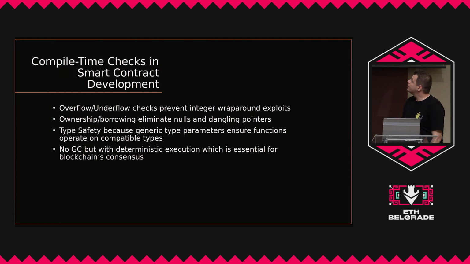Next are compile time checks in smart contracts. Rust provides overflow and underflow checks to prevent integer wraparound exploits. We also have ownership and borrowing, as mentioned, because we don't want to have nulls or dangling pointers. Type safety is really important because we can write functions that are compatible with any type. We don't have a garbage collector, but we have deterministic execution, which is essential for the blockchain.